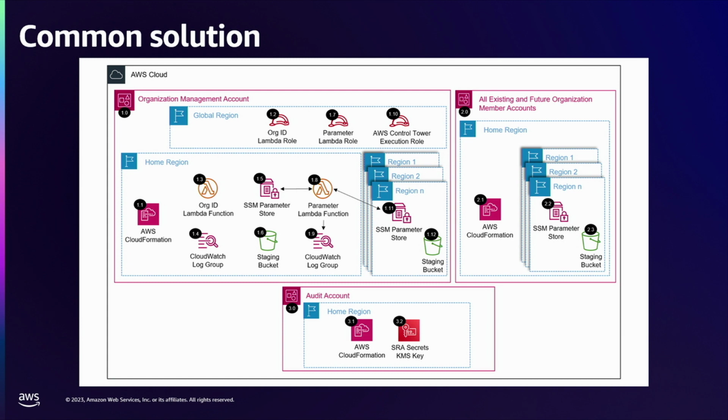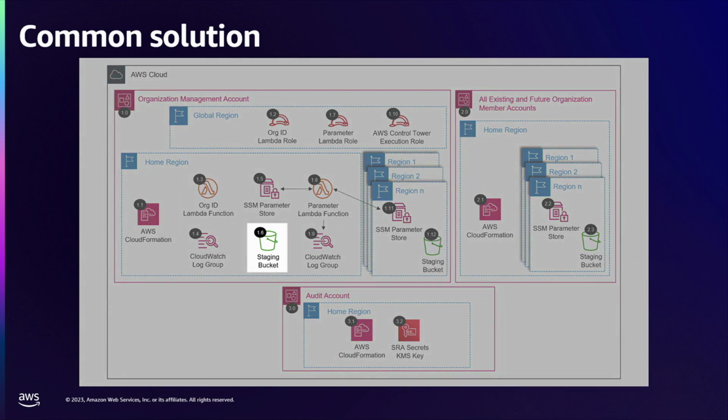So let's talk about that common solution. The common solution is a foundational component of the AWS SRA code library. It only needs to be deployed one time in your environment. That S3 staging bucket that I already talked about, technically it's a part of this common solution. A couple of Lambda functions get deployed as a part of this. One is the org ID Lambda function that's used to get, you guessed it, the AWS organization ID. And another one for Lambda parameters, such as the root organization ID, what governed regions we need, what the security tooling account or the audit account ID is, what the log archive account ID is, etc.